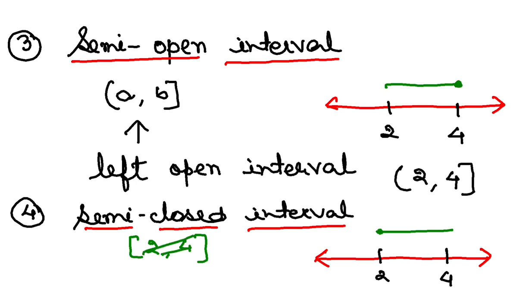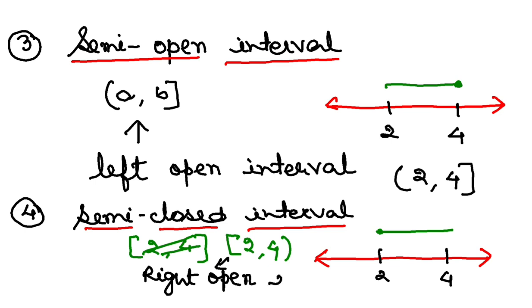So basically this is wrong. You have to write it like this. Okay, so left side is closed, right side is open. So this one is also called right open interval, because right side is open, right? So this is also called right open interval.